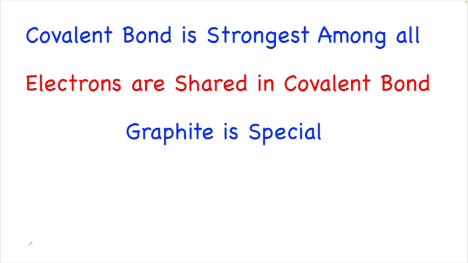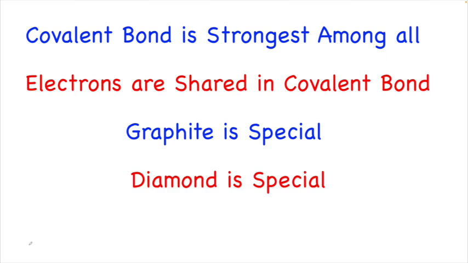This is because in graphite, each carbon atom bonds only with three other carbon atoms, forming three covalent bonds. The fourth electron in each carbon atom remains free, and these free electrons are able to move throughout the layers, allowing electric current to flow. That's why graphite is special.